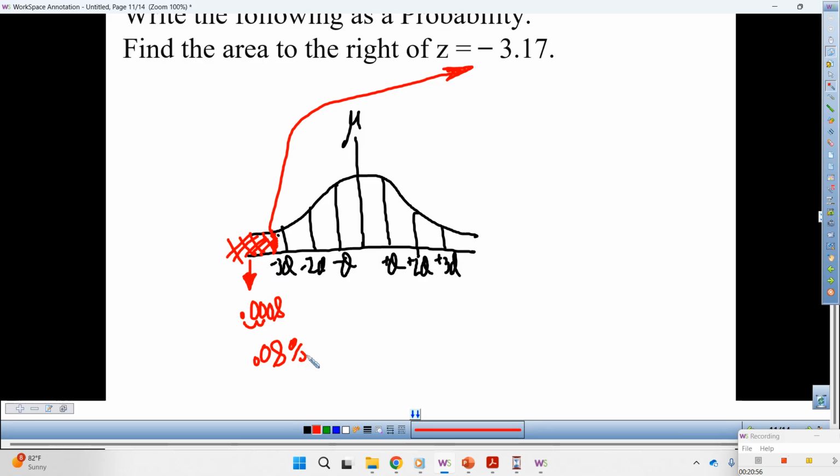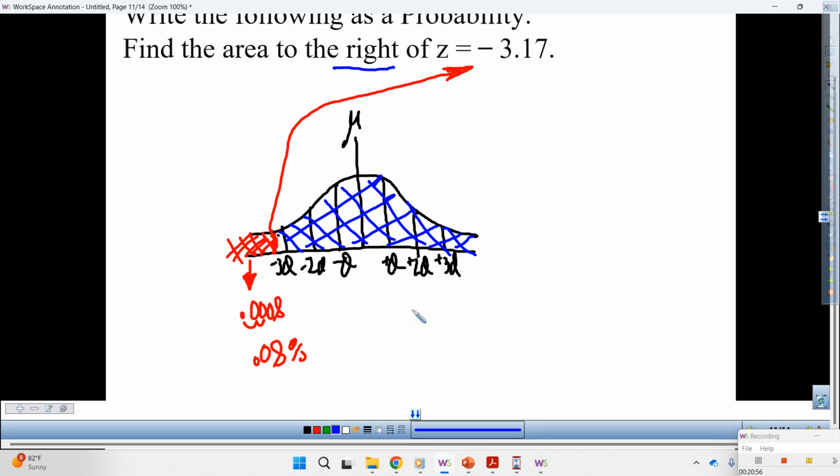That's all good and dandy. However, they're asking us for the area to the right. Tell your neighbor what to do to find the area to the right, and then Sam's going to pass someone. What do we do to find the area to the right of that Z? All right, Sam, pass someone.